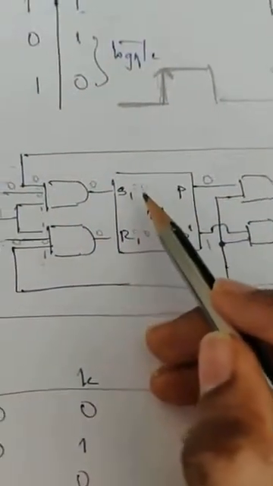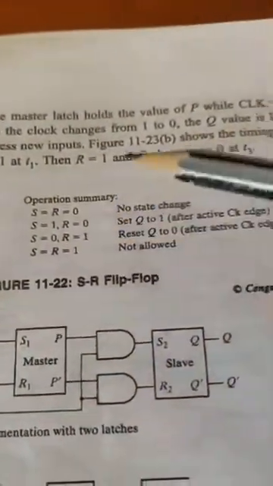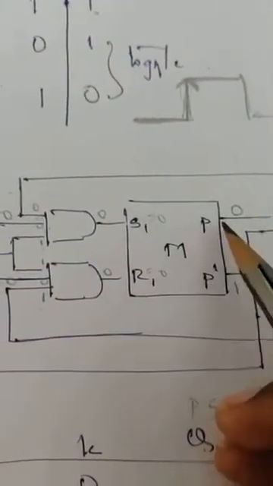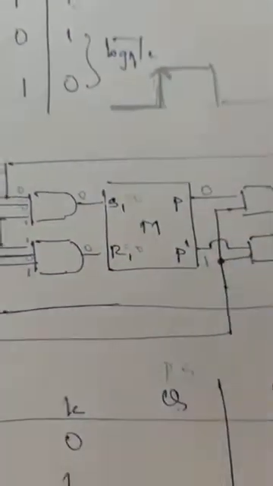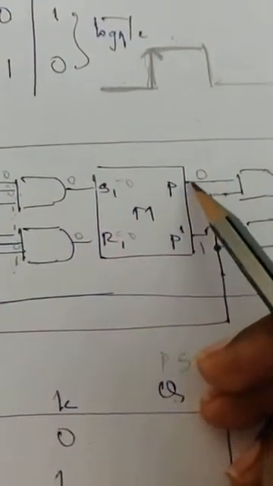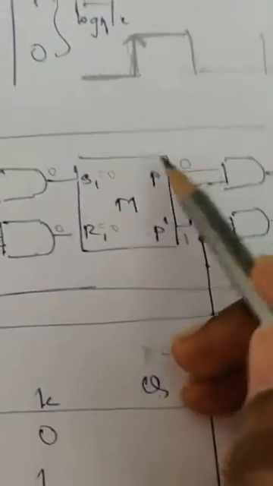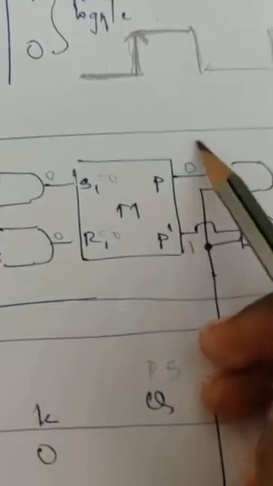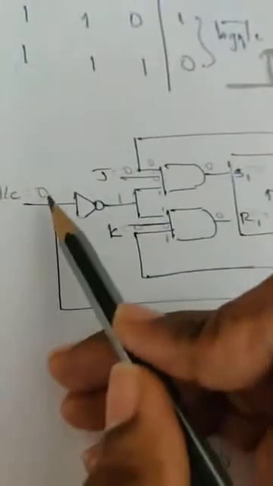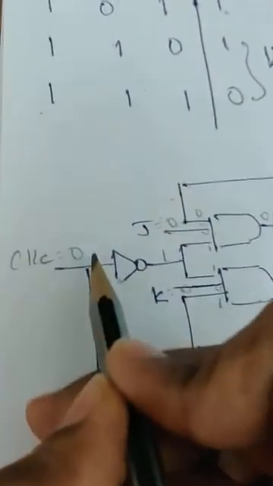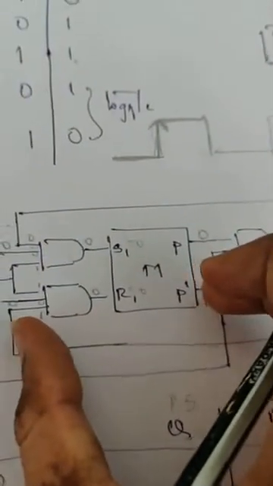Look at this, what happens? S is equal to 0, R is equal to 0 means no state change. So P is already existing right now. Before the transition, P is in the previous state, P is 0 and P bar is 1. No state change means it will remain as it is. P will be 0 only, P bar will be 1 only. This half of the operation happens only when the clock is 0. When the clock moves from 0 to 1, this part of the operation will get deactive.